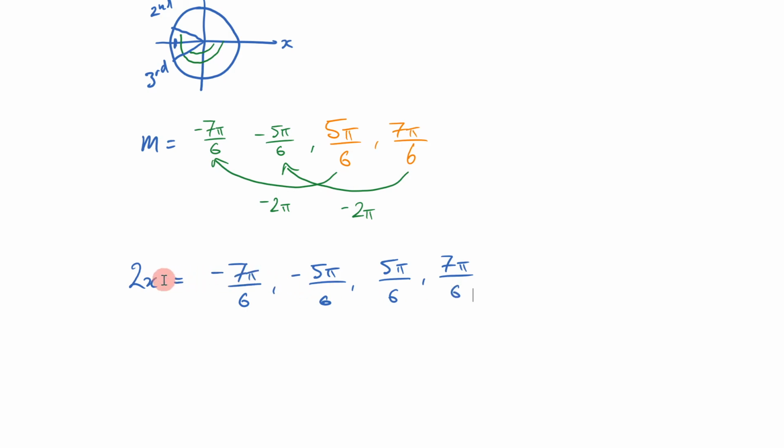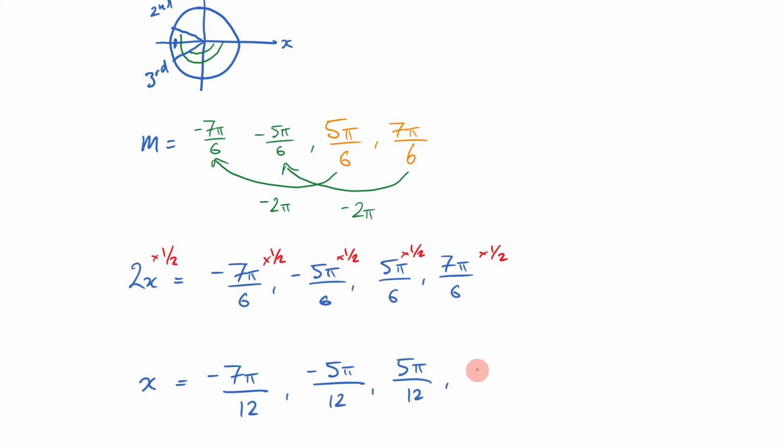And now if I want to get rid of this 2 here, what I'm going to do is I'm simply going to times it by a half, because that will get rid of that 2. And that means I need to times all of these by a half. That means I'm going to be ending up with, wait for it, x is an element of negative 7 pi on 12, negative 5 pi on 12, 5 pi on 12, 7 pi on 12. And that, everyone, is going to be my answer.